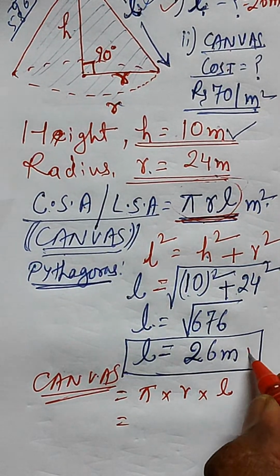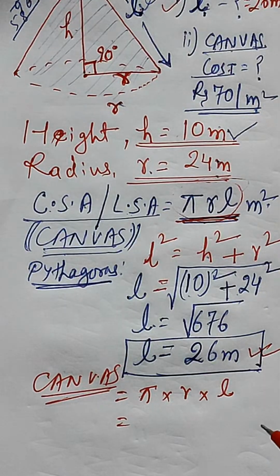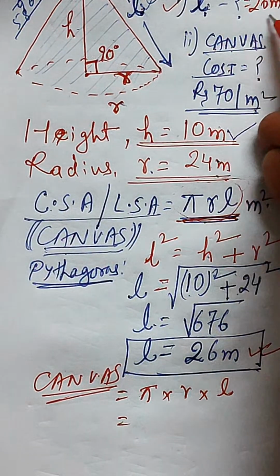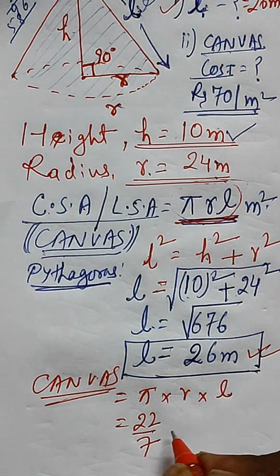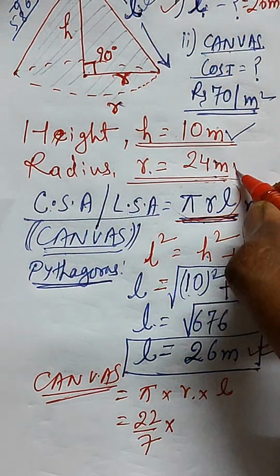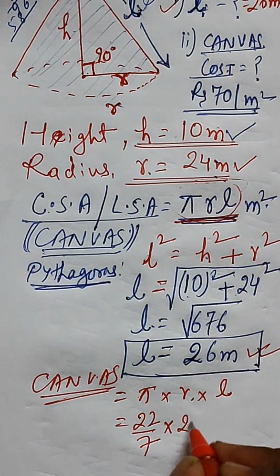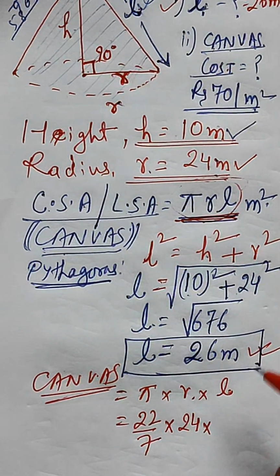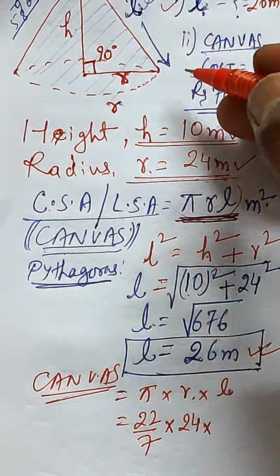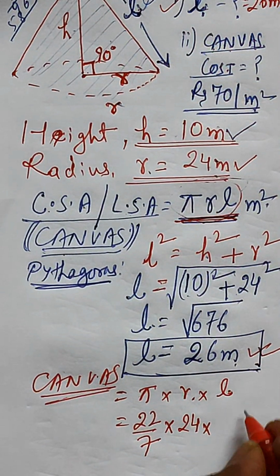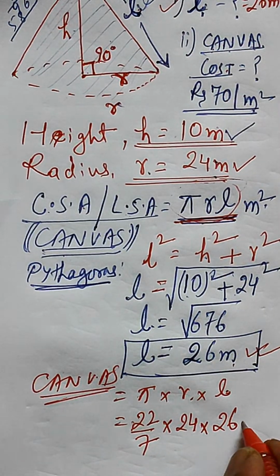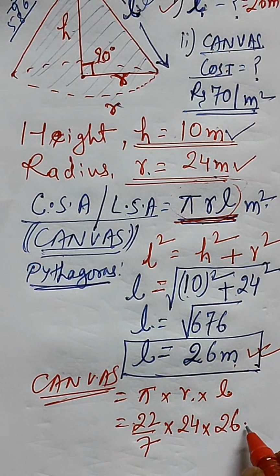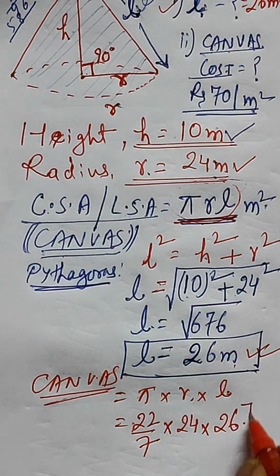Here we have calculated l. Now the first part of the question is solved. Here you can see 26 meter. So I put the value of pi as 22 by 7, into radius as 24 meter, right? And the slanting height l as 26 meter, which we have calculated, right? This will give you the required canvas, right? And when you multiplied it, this is the required canvas.